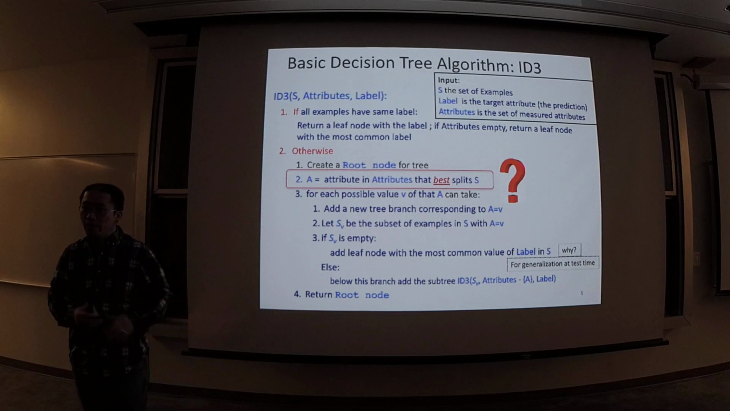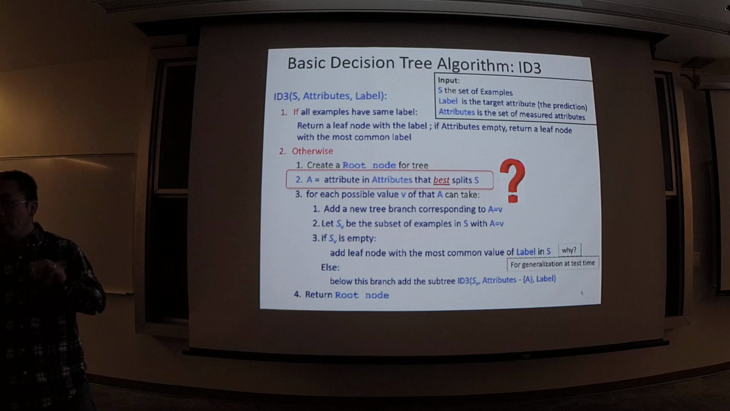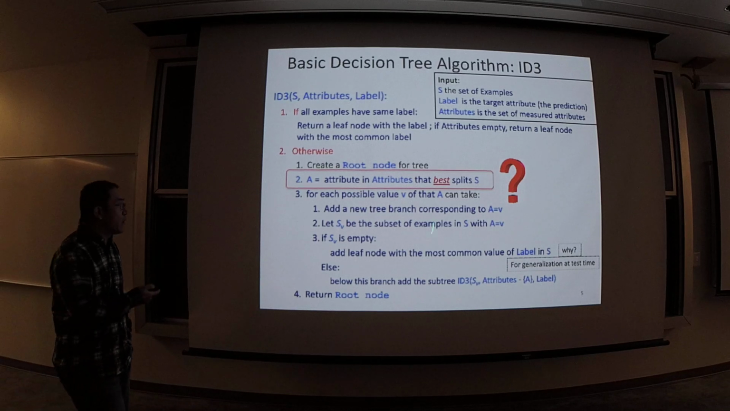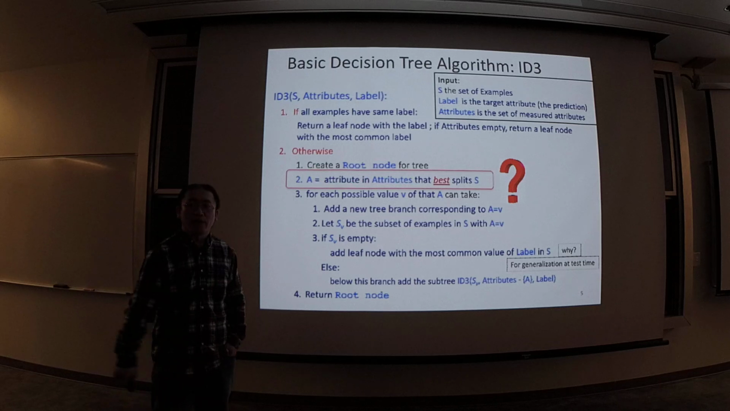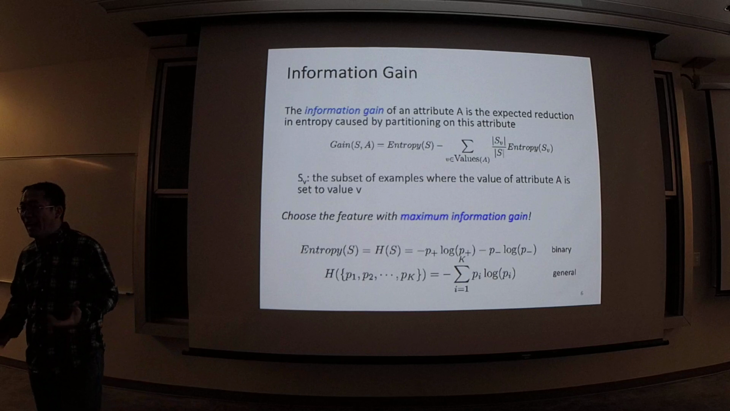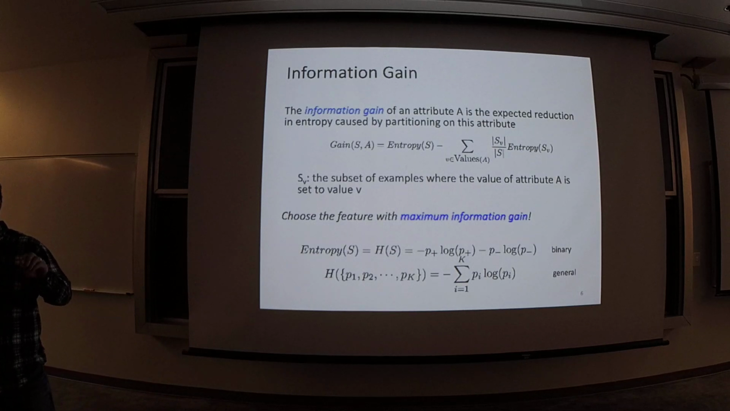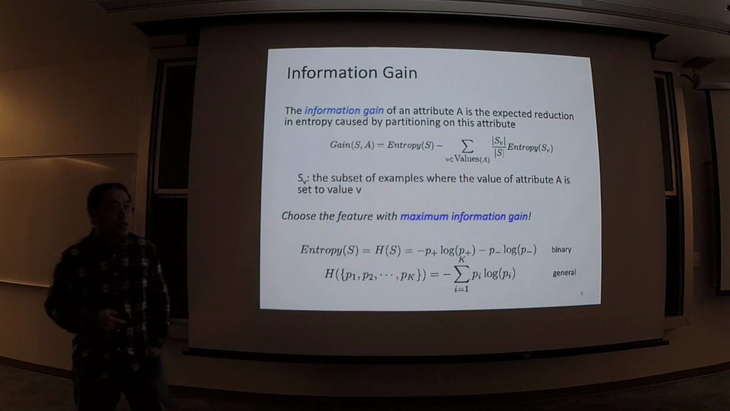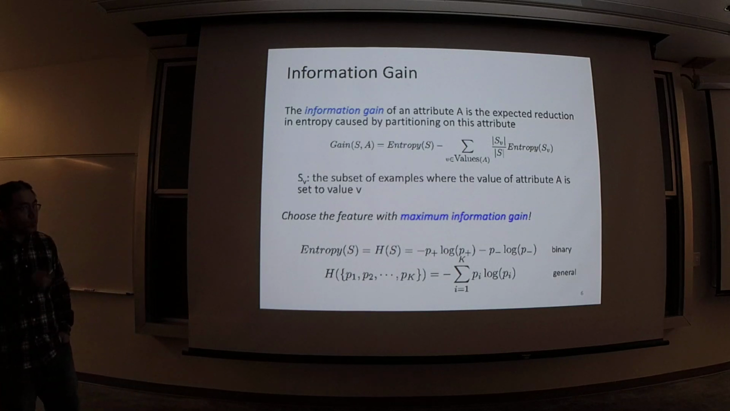So once we are clear about this algorithm's procedure, the remaining thing is to figure out a way to find the best feature. That means how do we select the feature that best improves the purity of the data set splitting, right? So we use a measurement called information gain. So what is information gain?